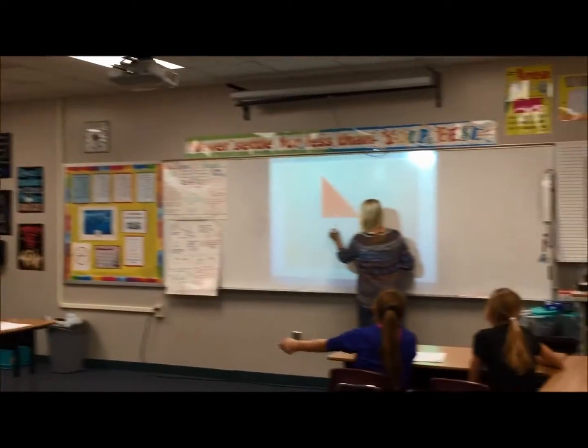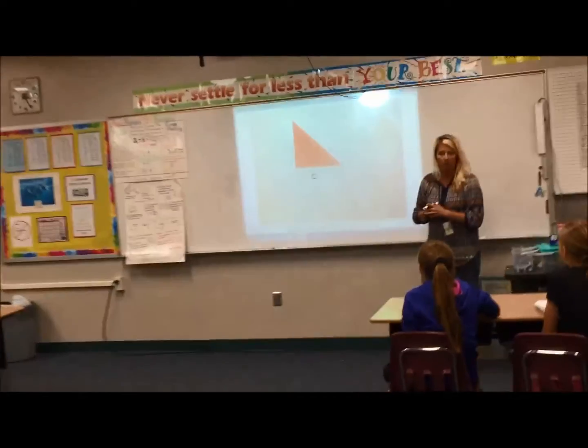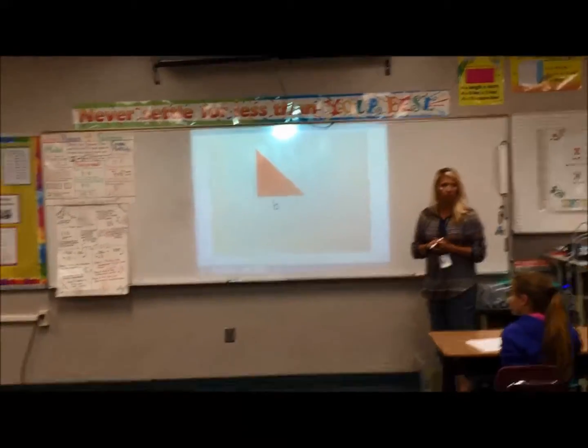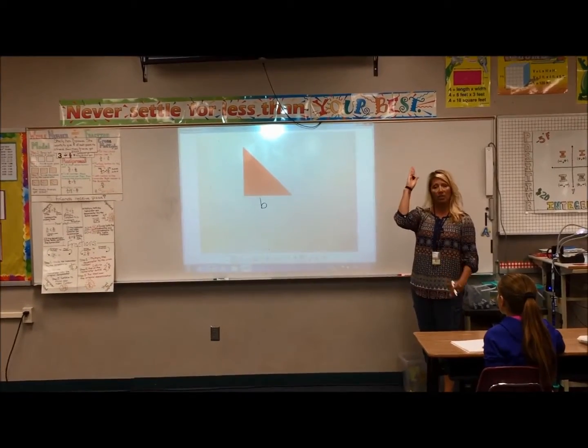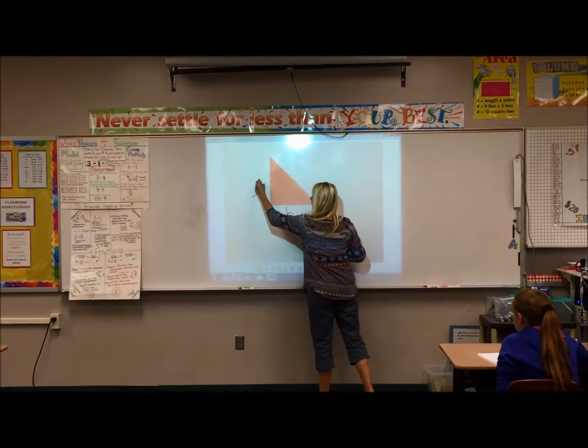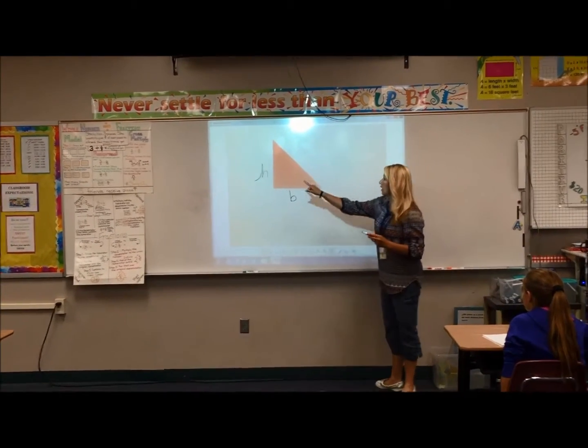So is this okay? Yeah. Where's that height at? It's the side. What side? This one. The side that is going straight, or the side that is slanted? This side going straight. The side that's going straight. So here we have our base and our height.